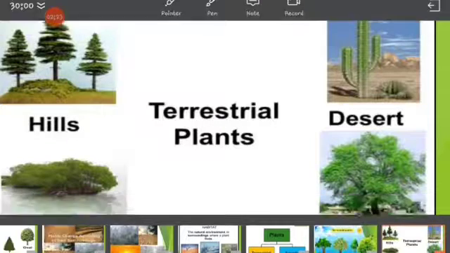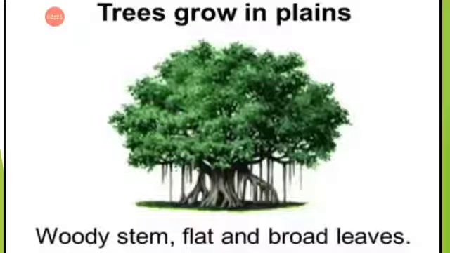Trees grown in plains have woody stems, flat and broad leaves. They have a shape like an umbrella. Examples are the banyan tree, mango tree, and teak tree. Plants in the plains need to adapt to both dry conditions and extreme temperature. That type of plant is only grown in the plain region.